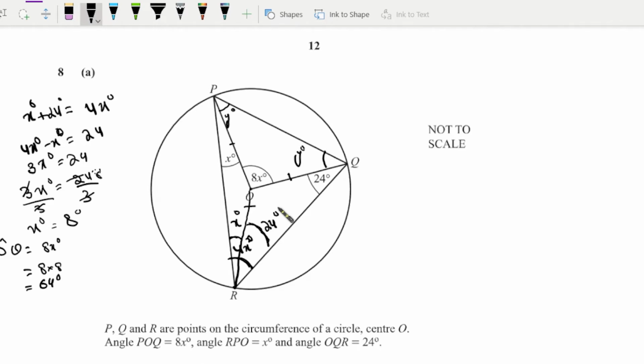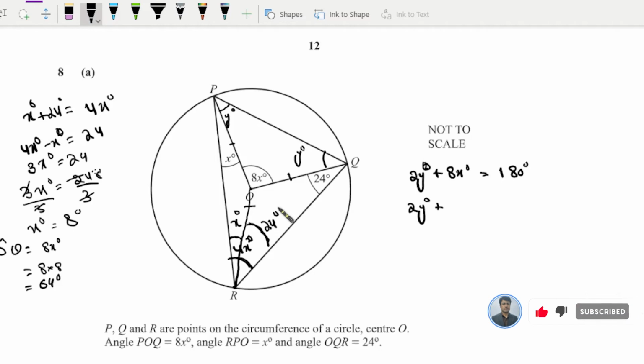So now here is 2y degrees plus 8x degrees is equal to 180 degrees. So 2y degrees plus 8x, which is equal to 64 degrees. We have already found the value of this one.